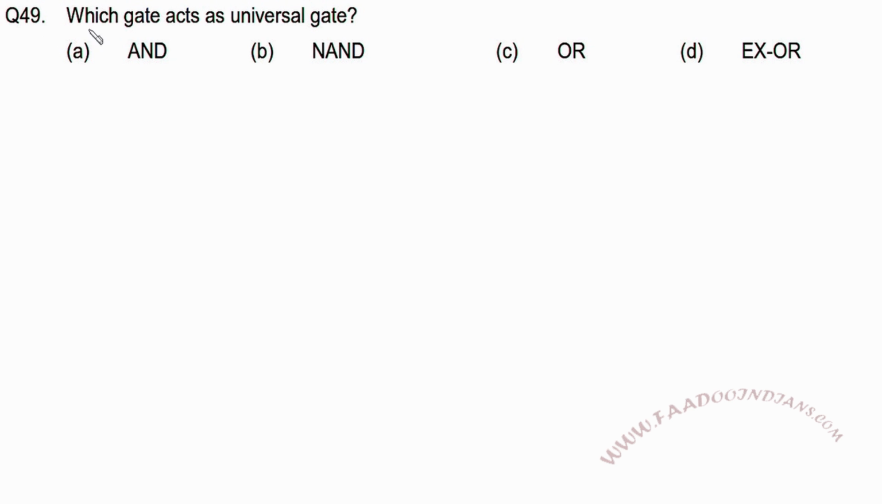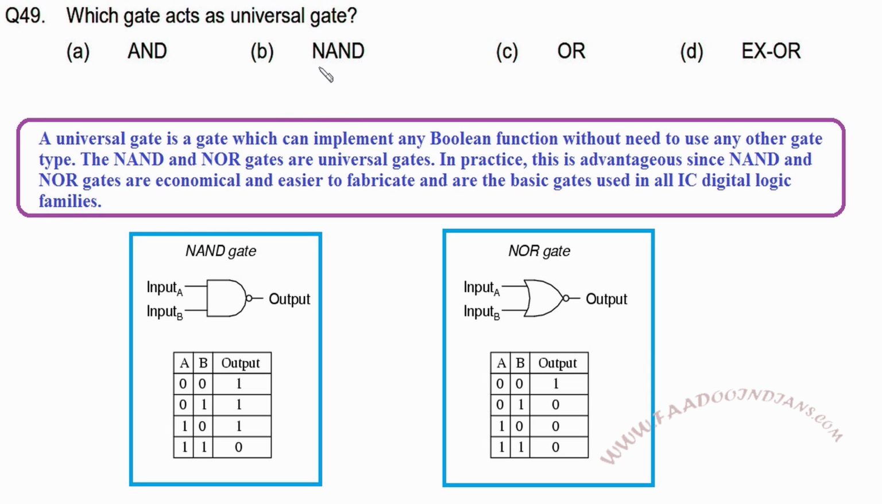49. Which gate acts as a universal gate? AND gate, NAND, or XOR? So the answer here is NAND. First of all, what is a universal gate? It is a gate which can implement any Boolean function without the need to use any other gate types. Therefore, we have two, that is NAND and NOR gates are universal gates.